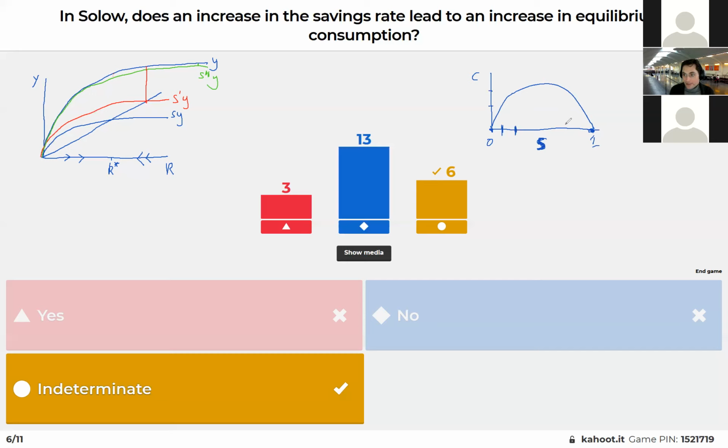If we start over here, then our steady state consumption is going down. Okay. So whether or not consumption rises or falls when we increase the savings rate depends on where we start. So the correct answer here is that it's indeterminate, the answer to this one. Stop me, of course, if you guys have any questions.